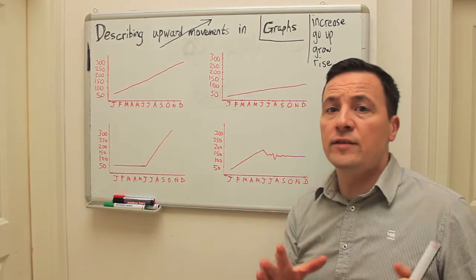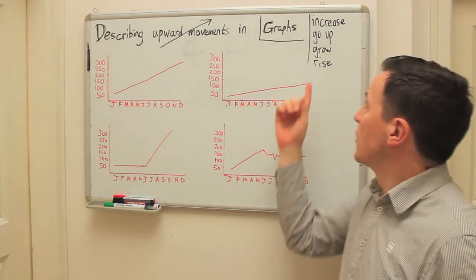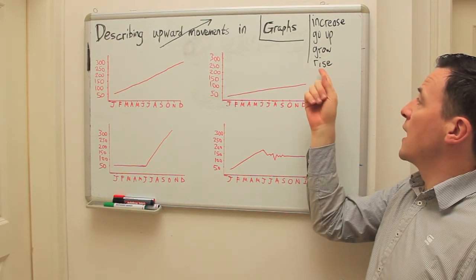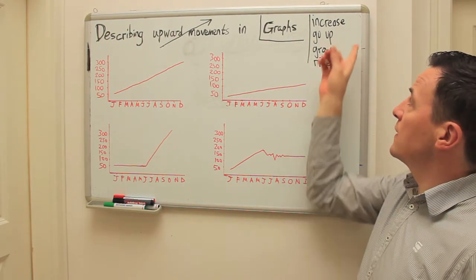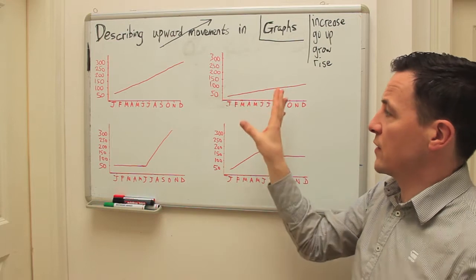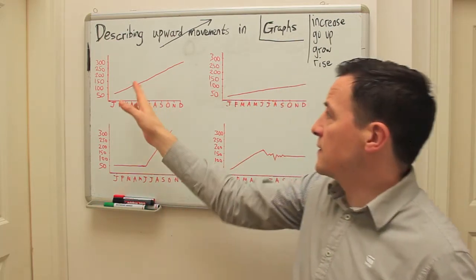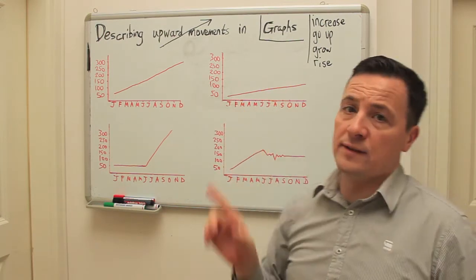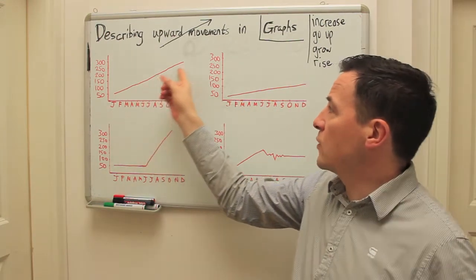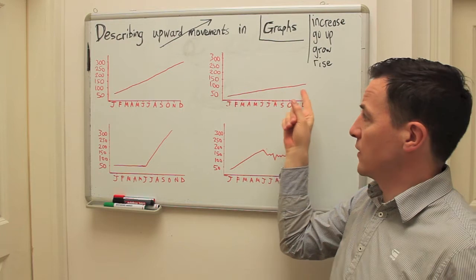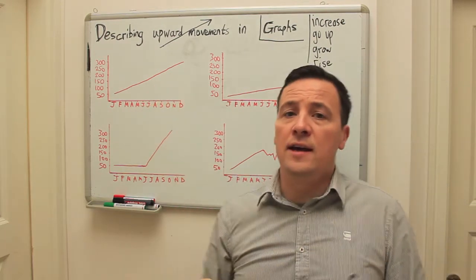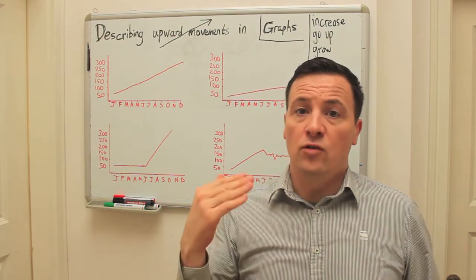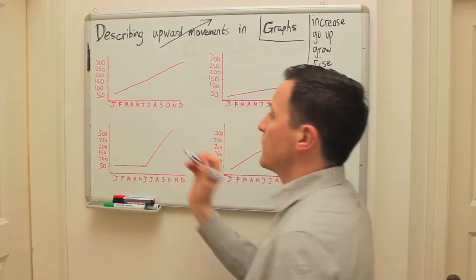And you also need to know these verbs in the past. So increased, went up, grew, and rose. So let's use these verbs on these graphs here. So you can see with this and this, it's a different kind of upward movement. So in this there's more of an increase, and in this there's less of an increase. So in this case you can say sales rose steadily throughout the year. So I'll write that here.